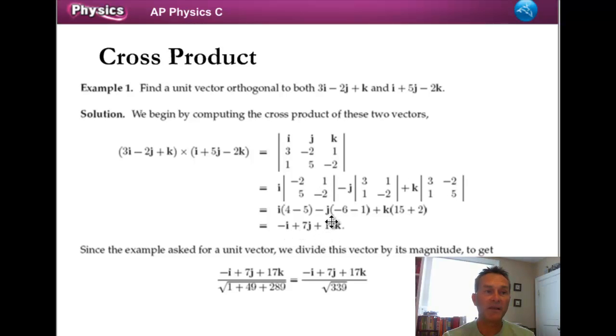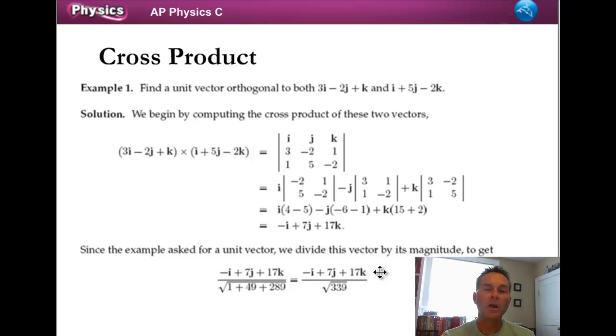Now note, it asks for the unit vector. So what I'll have to do in this case is divide it by the magnitude of the new vector that I've just created. And again, to do that, I just come back here. I got a negative 1. I square that, gives me 1. I have 7. I square that, it's 49. 17, I square that, it's 289. I add that together, and that's going to give me the square root of 339. So the unit vector would be defined as this.